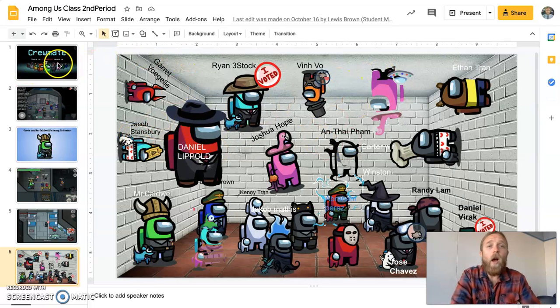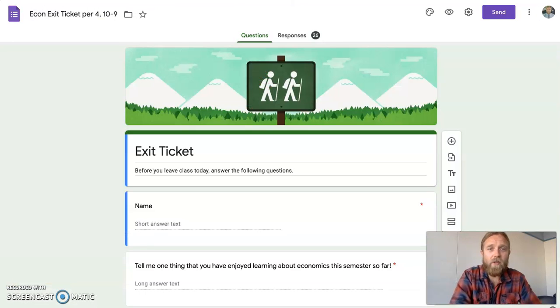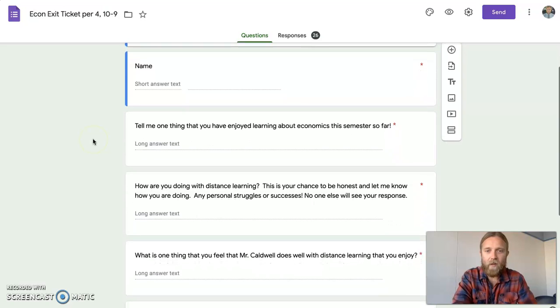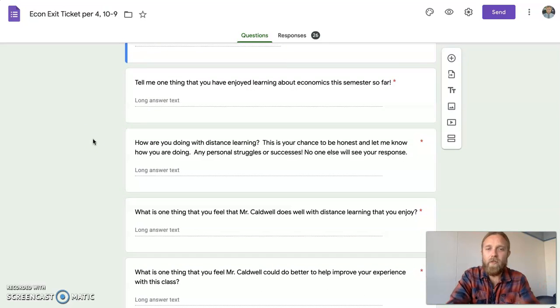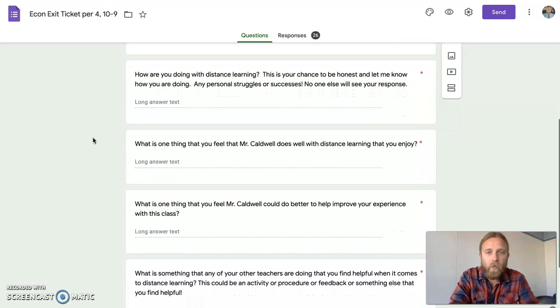Okay, so switching gears, I want to talk about another strategy for engagement, and that is using Google Forms for both exit tickets and posing questions and creating quizzes. It's just been an easy way to get students to respond and to have them all share their ideas, thoughts, and questions. So I create these exit tickets. This was an example one from my econ class, just for them to reflect on what's something that you've enjoyed learning. Also, how are you doing with distance learning?